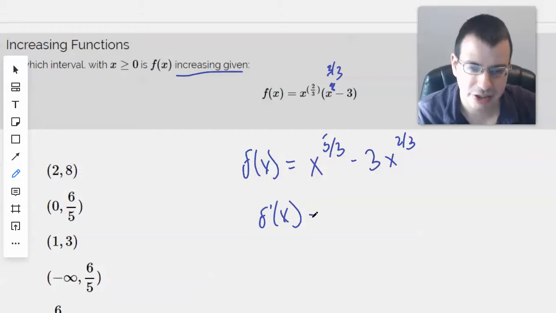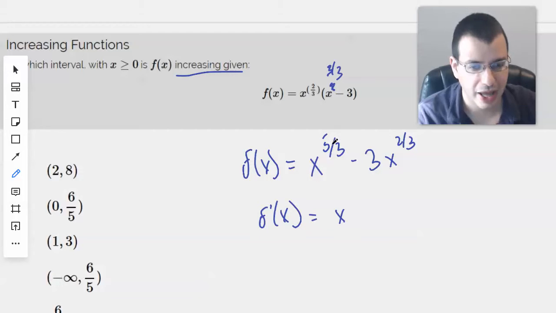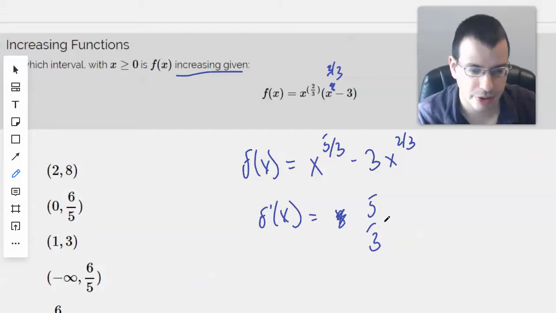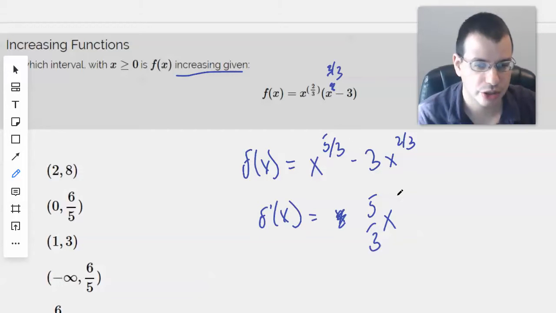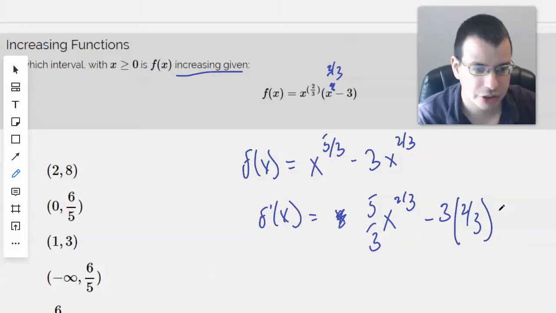F prime of x equals... okay, so we want to take this number down. So x to the 5/3, then we minus 1, so it'll be back down to 2/3 again. Minus 3 times 2/3, x to the negative 1/3.